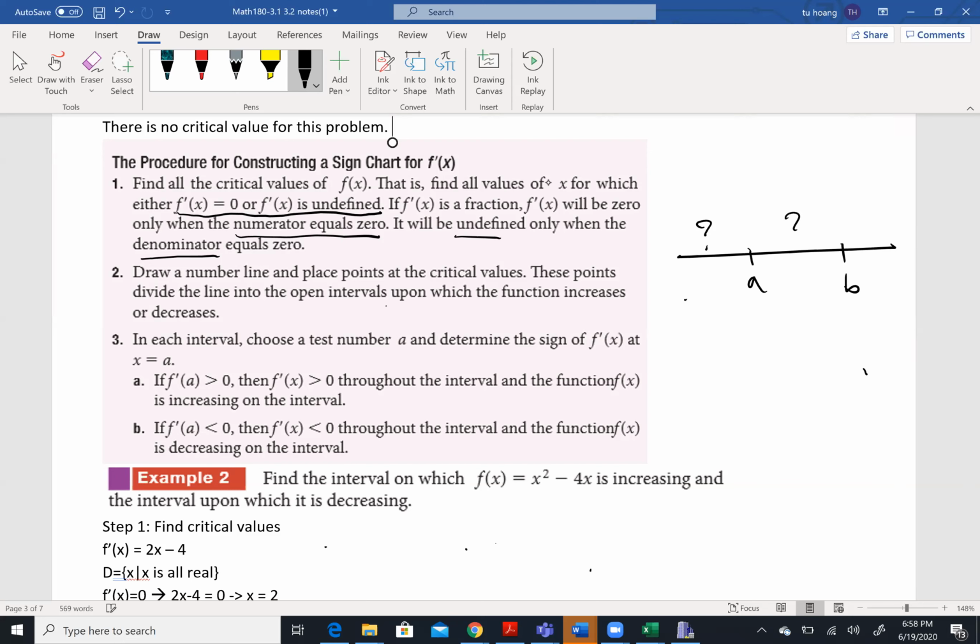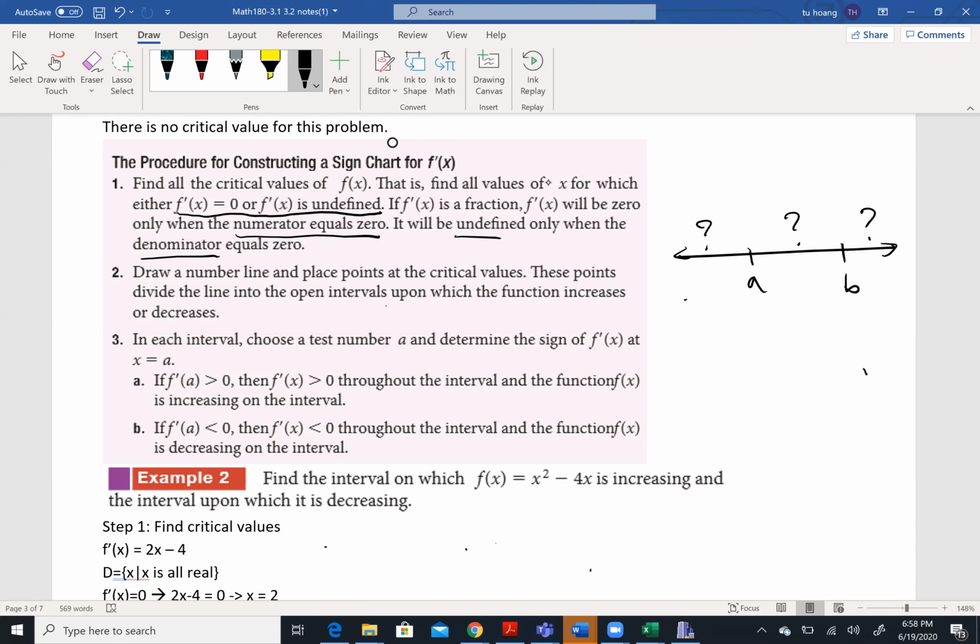So I say this one, this one, this one, something like that, right? In each interval, choose a test number a, and determine the sign of f prime of x at x equals a. Then for case number 1, f prime of a greater than 0, then f prime of x is greater than 0 on that interval. Okay. So f is increasing on that interval.